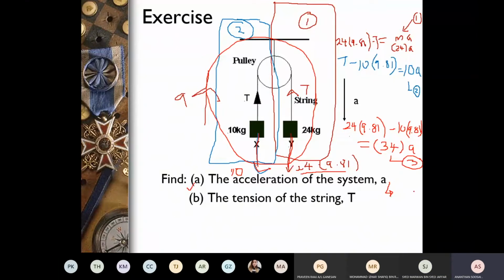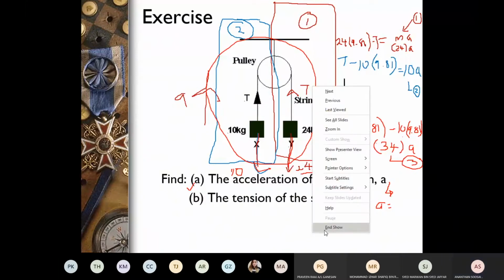So anyone got the answer? What is the a? a equals the weight of the 24 kilogram minus the weight of the 10 kilogram, divided by 34. You get the acceleration. So anyone got the answer? Can you tell me to 3 SF?